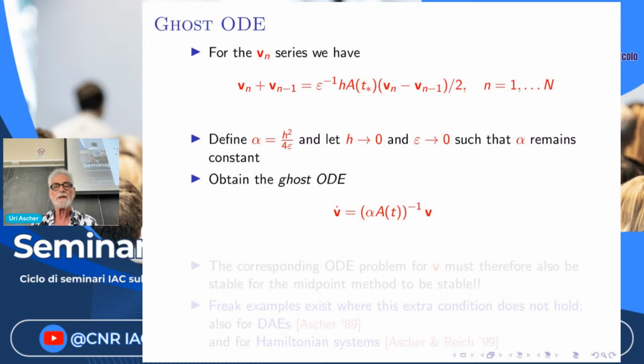Divide here by 2, divide here by h, organize, and you get alpha equal h squared over 4 epsilon. And now we let h go to 0 and epsilon go to 0 in such a way that alpha is constant. And this is the limit ODE that you get. The question is, is the initial value problem for this ODE stable? And that is not guaranteed.